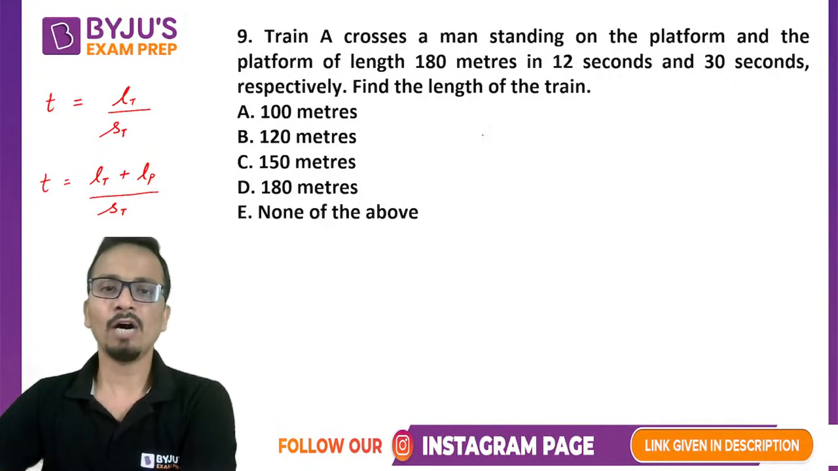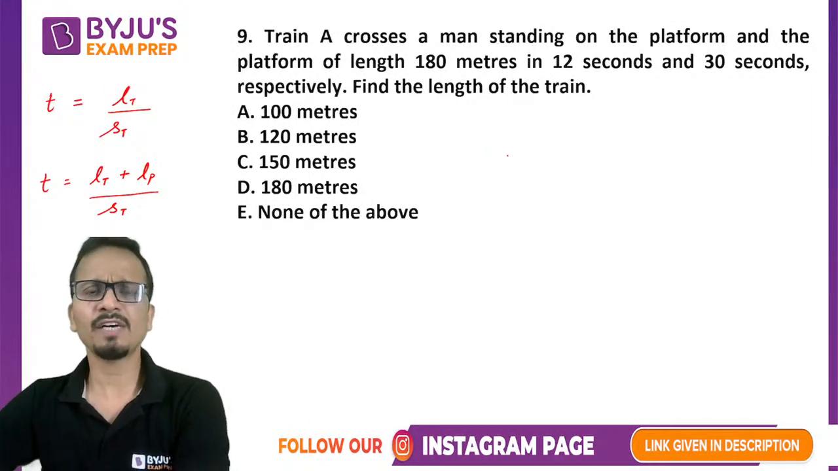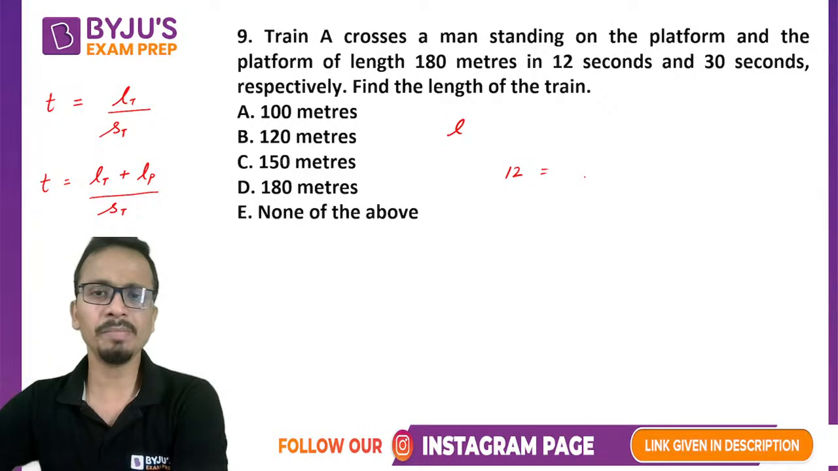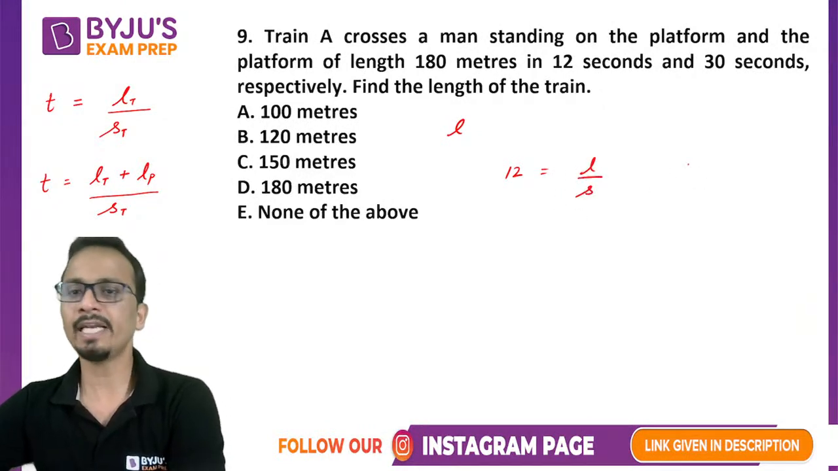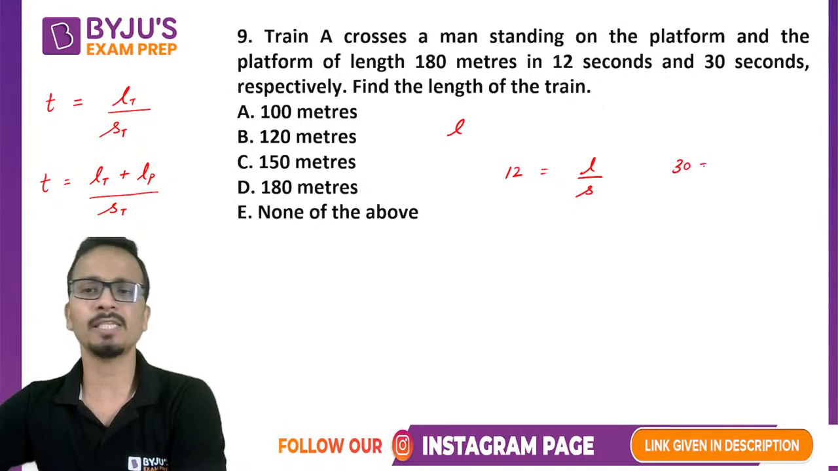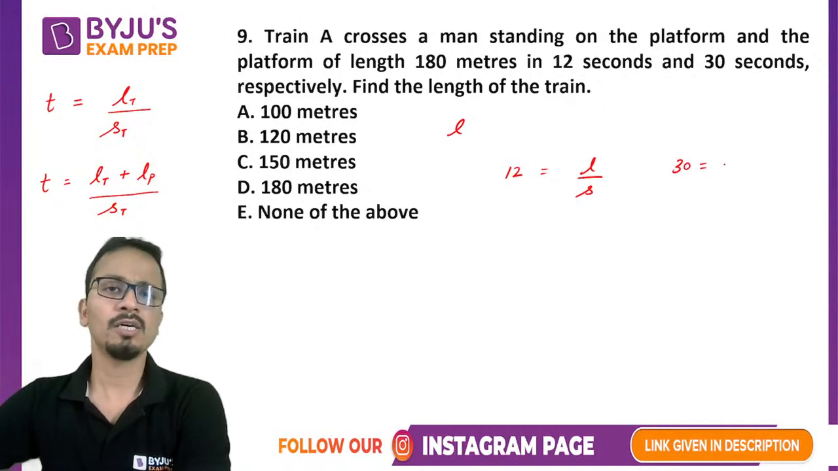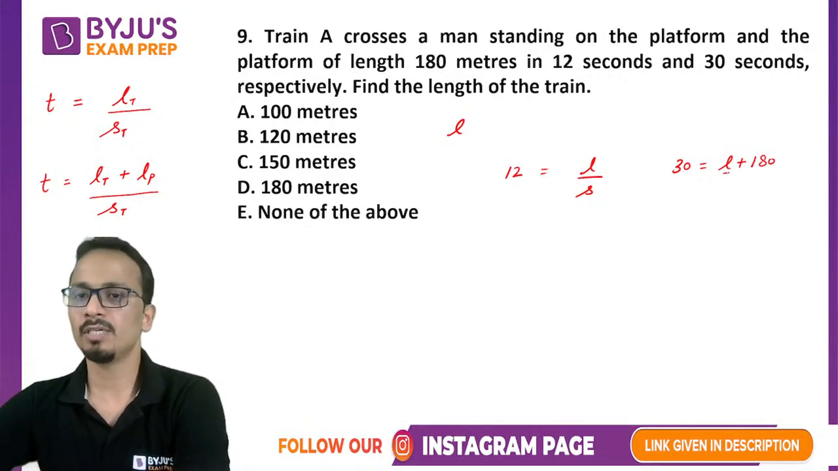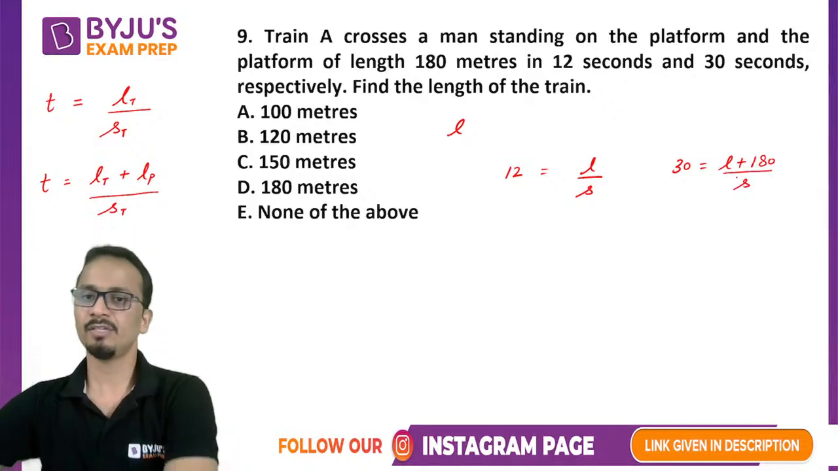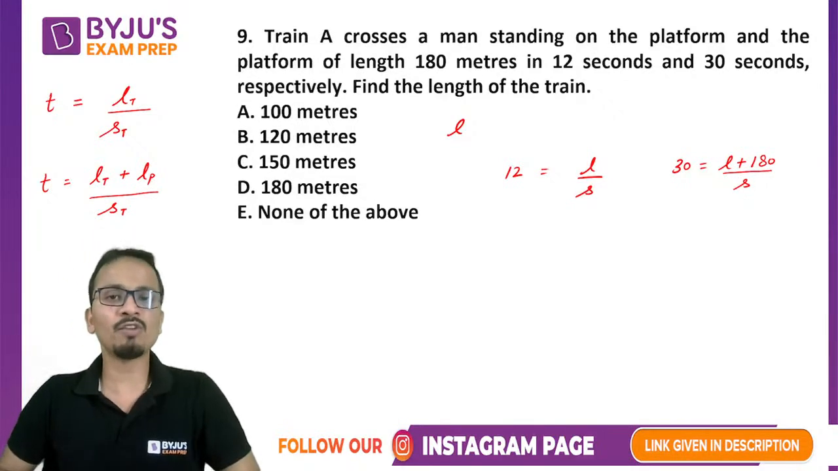Right. Now, the first case, the first instance when the train is crossing the man. Let's say L is the length of the train. So time taken, which is 12 seconds, will be equal to length of train upon speed of train. The second equation: time taken is 30 seconds to cross a platform whose length is 180 meters. So length of train plus the length of platform divided by the speed of train. So these are the two equations that we will get.